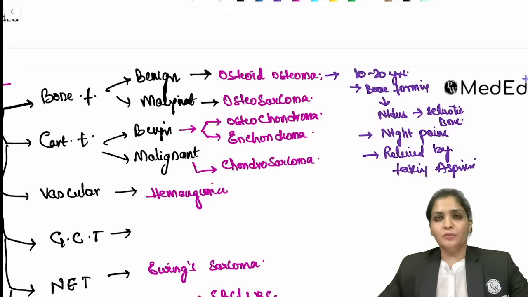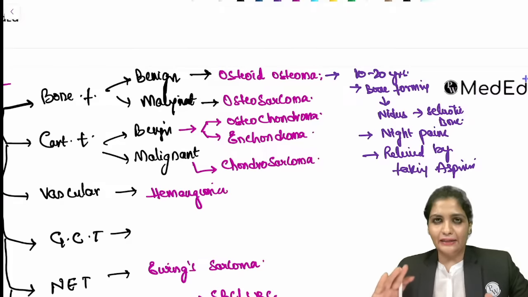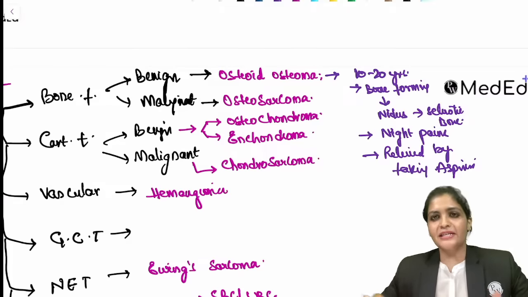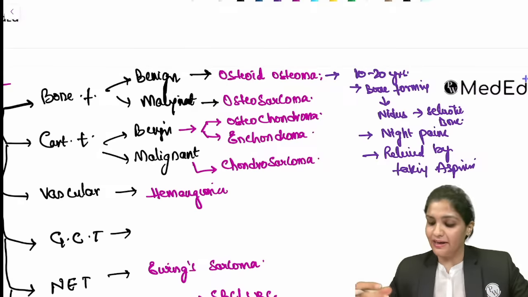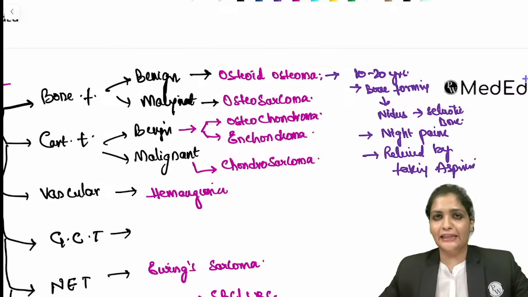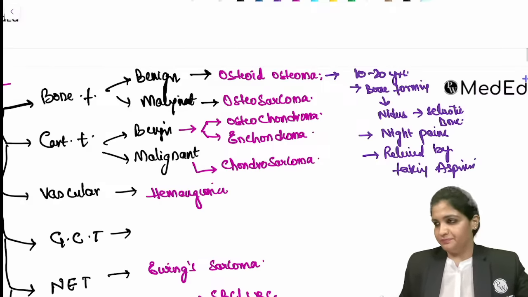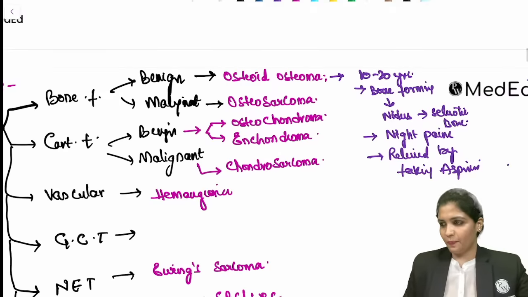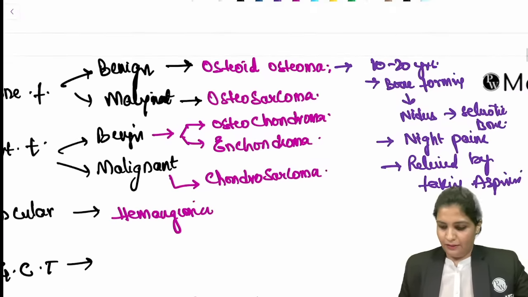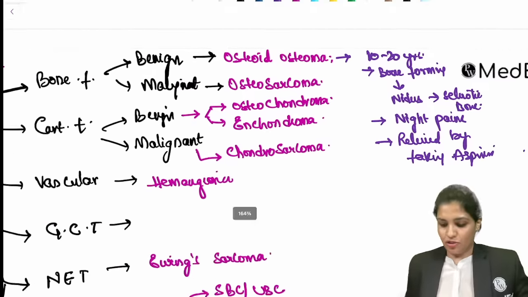So this is osteoblastoma, a bone forming tumor, mostly seen in 10 to 20 years of age. It is characterized by formation of bone, right? And the most peculiar feature is the night pains. It is mostly seen at night because of the production of PGs, that is prostaglandins, and then it is relieved by taking aspirin, right?